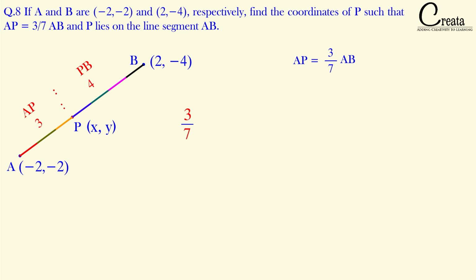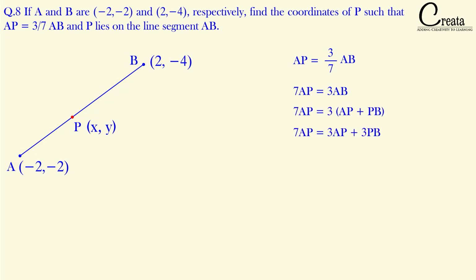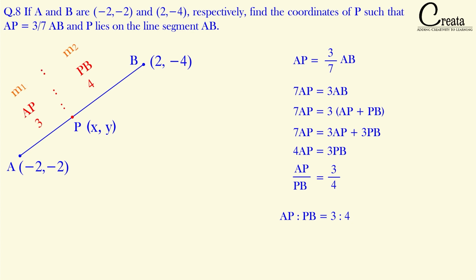But we will not go by this philosophy. We will solve it in mathematical terms. Let's take AP is equal to 3/7 AB. We can rewrite this as 7 AP is equal to 3 times AB, and AB is composed of AP plus PB. On solving this equation, we can rewrite it as 4 AP is equal to 3 PB, which is AP upon PB is equal to 3/4, symbolizing the ratio of AP to PB as 3:4. So we got m1 to m2 as 3:4, m1 is 3 and m2 is 4.